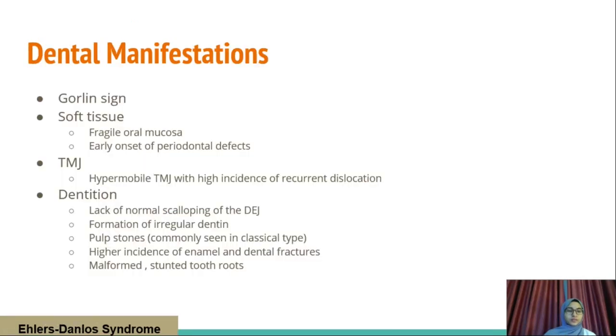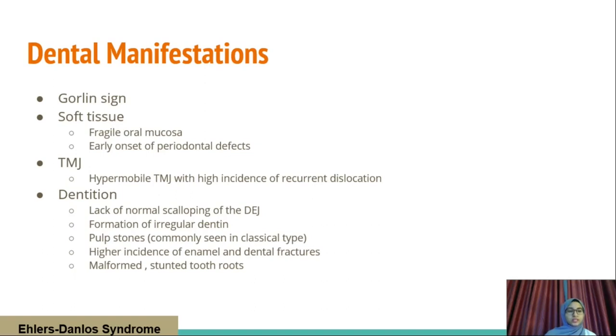The oral manifestations of Ehlers-Danlos syndrome include the Gorlin sign, which is the ability of the patient to touch the tip of their nose with the tongue. The oral mucosa is also fragile, which can lead to easy bruising and bleeding. Early onset of periodontal defects can also be seen. A hypermobile temporomandibular joint with a high incidence of recurrent dislocation can also be seen.